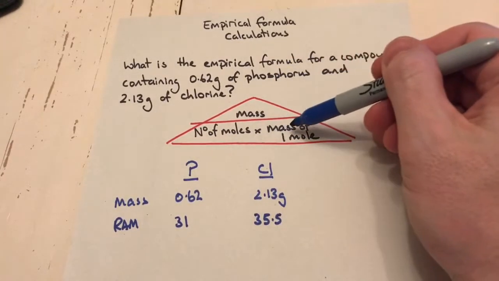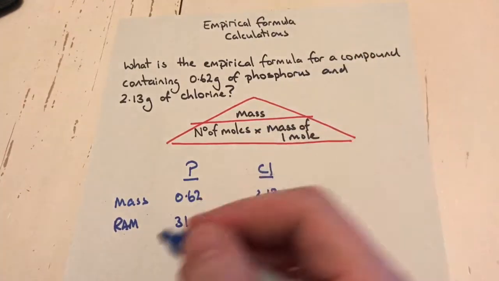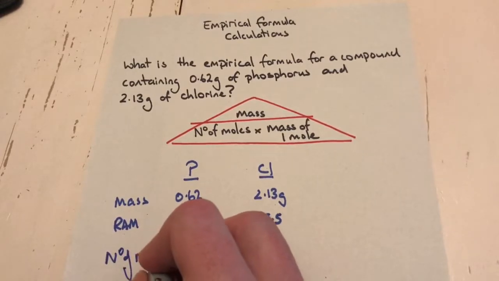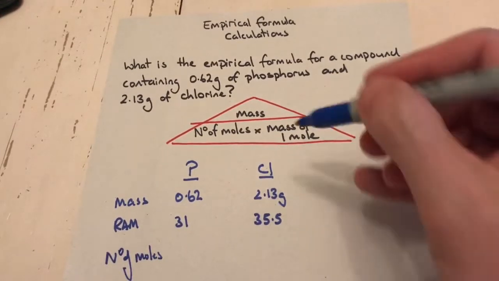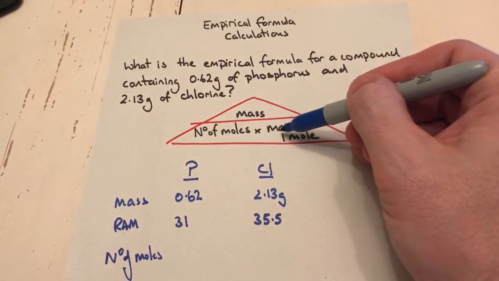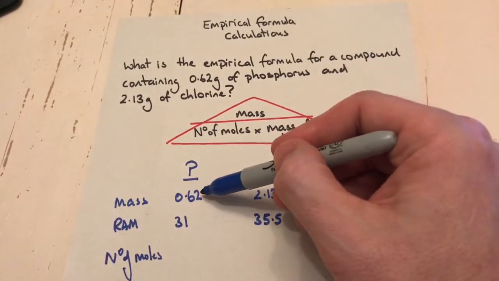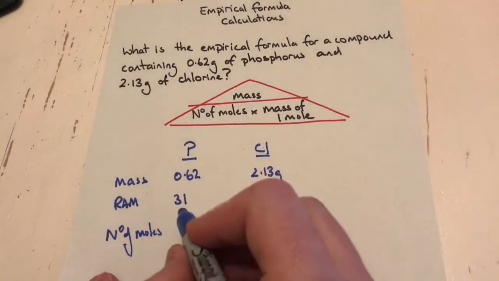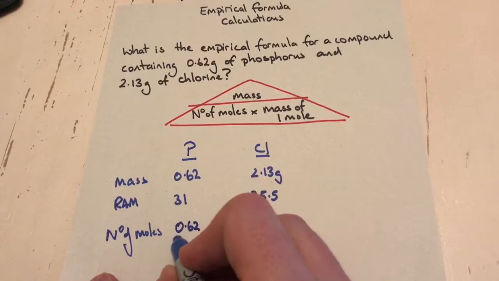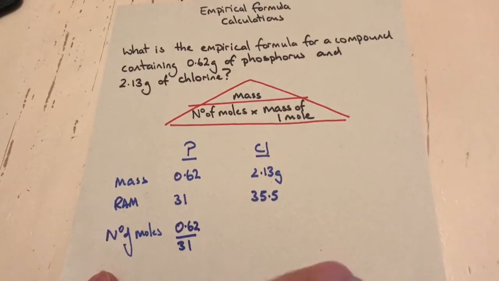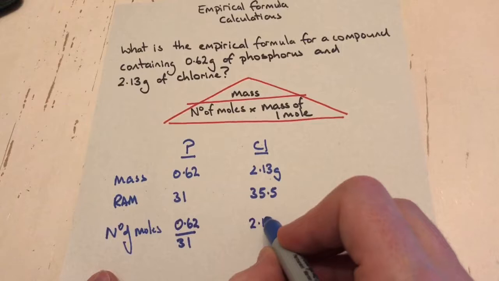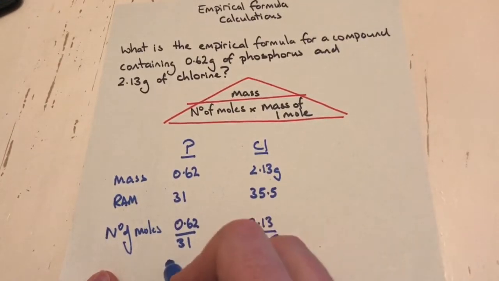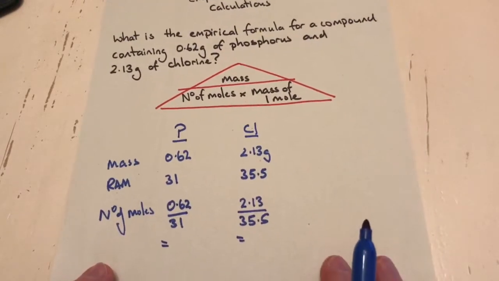Now that we have the mass and the mass of 1 mole, we can calculate the number of moles. So my next step is number of moles. And to do that, as you can see here, it's the mass divided by mass of 1 mole, and this is why we've written it down this way. So it's 0.62 divided by 31. I'm going to write that down to remind myself. 0.62 divided by 31. And doing the same on this side, it's 2.13 divided by 35.5. So now it's time to get your calculators out.